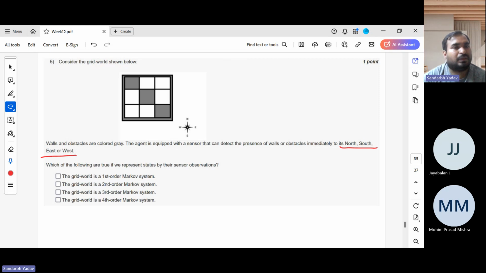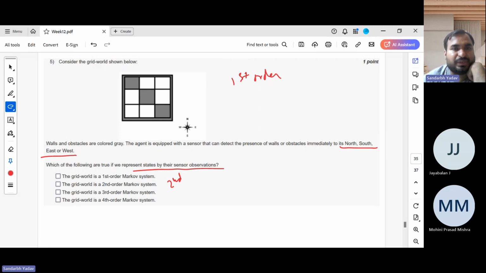And also remember the base rule. Which of the following are true if we represent states by their sensor observations? Is the grid world a first order Markov system, second, third, or fourth order Markov system? Basically we need to check whether each state is uniquely identifiable. If you can identify each state uniquely, then it will be first order. Otherwise, if you need history, maybe the past two steps, then it will be second order. If you need three steps, then third order. If you need four-step history, then fourth order.